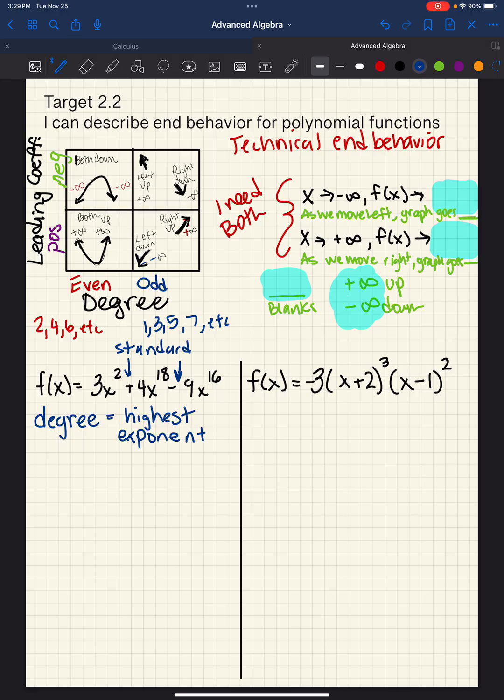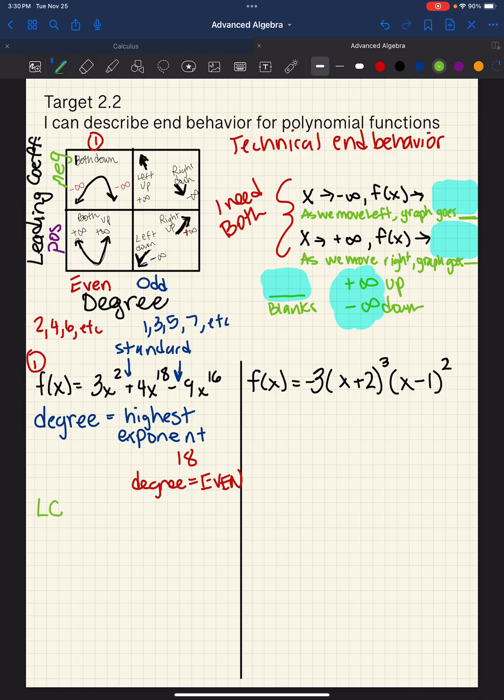So let me get my laser. I'm comparing 2, 18, and 16. So the highest exponent is 18. And since 18 is even, our degree is even. Now, we know that problem number 1 is in this first left-hand column. So now the second piece that we need to answer is the leading coefficient.